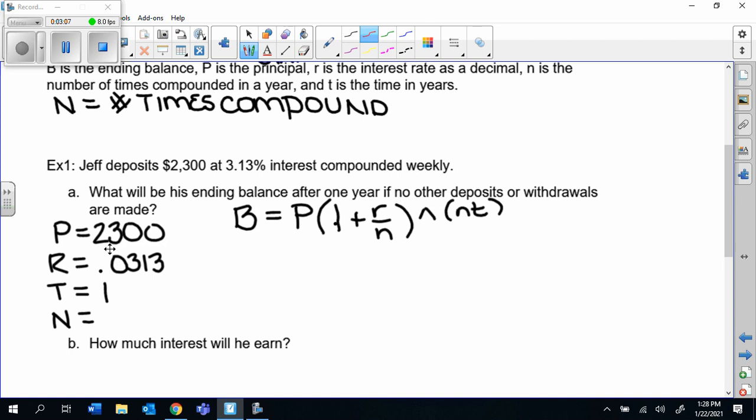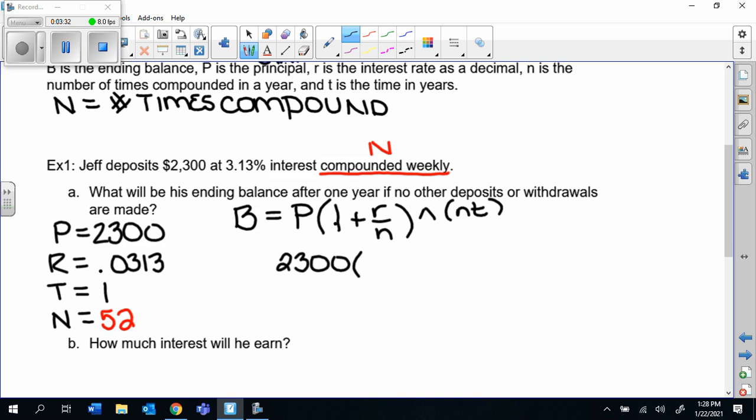So let's start at the beginning of my problem and let's read so that we make sure we see how to figure that out. Jeff deposits $2,300 at 3.13% interest, compounded weekly. That's the N. So the N is 52. Plug and chug.